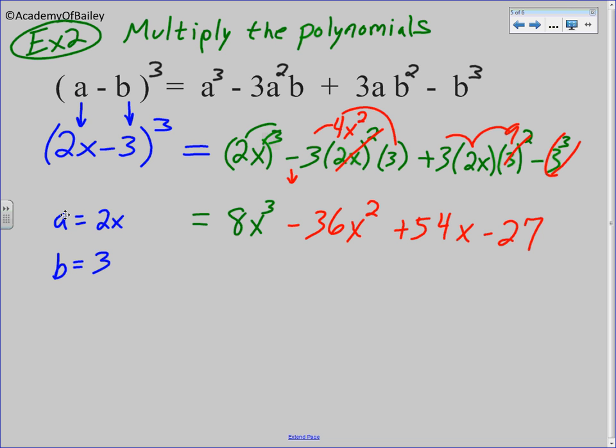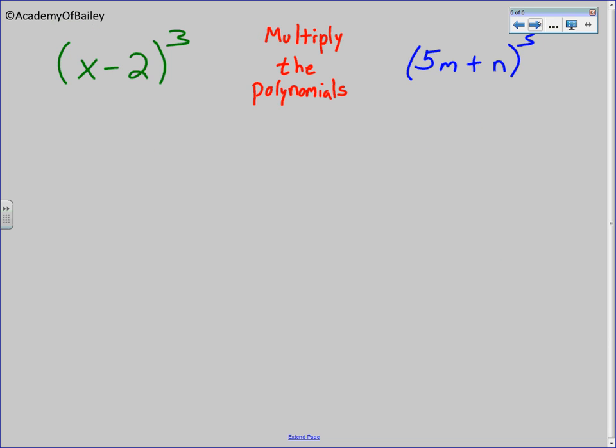And so when you have 2x minus 3 in parentheses and you're cubing it, this should be your expression when you multiply those binomials. I have 2 examples here that I'd like you to try on your own. Try those on your own and check your solution with mine when you're finished.